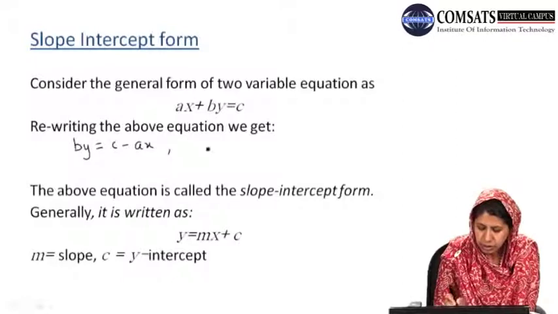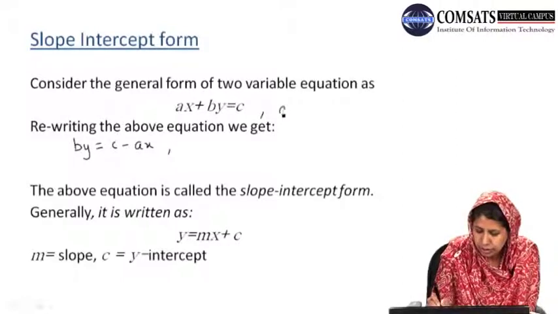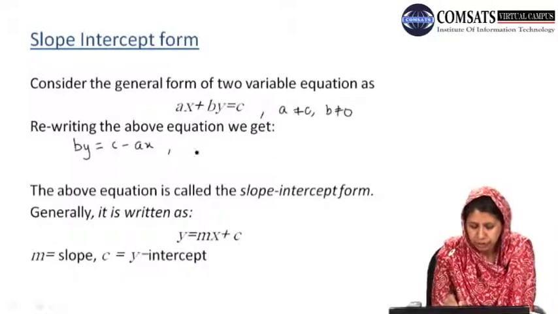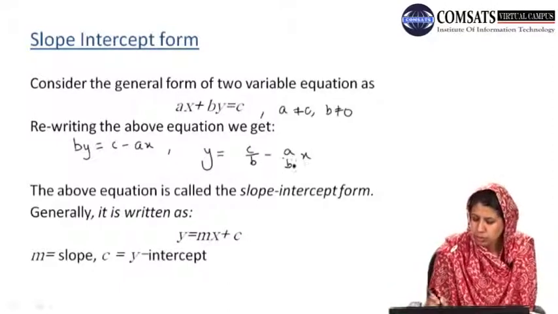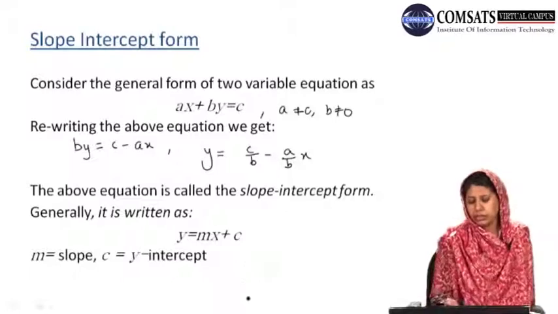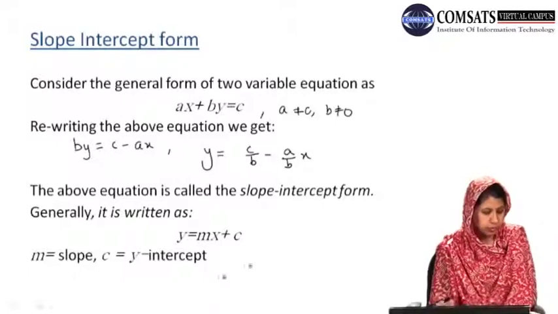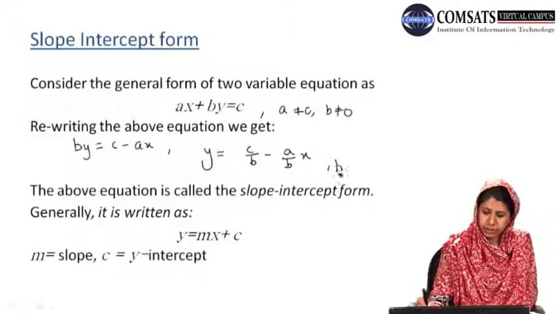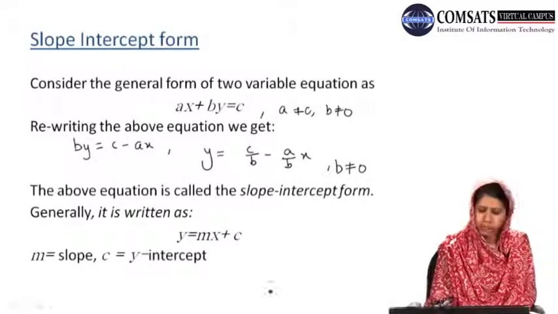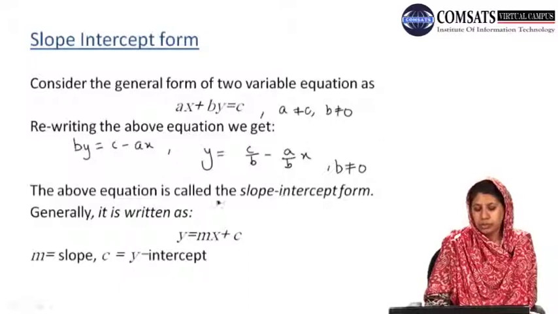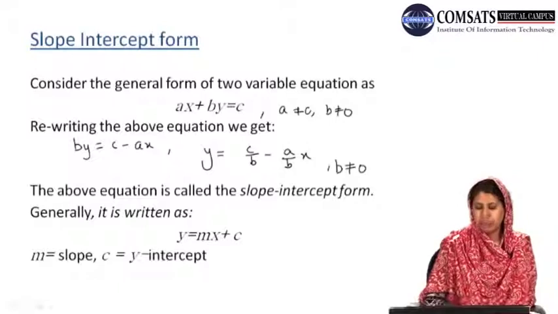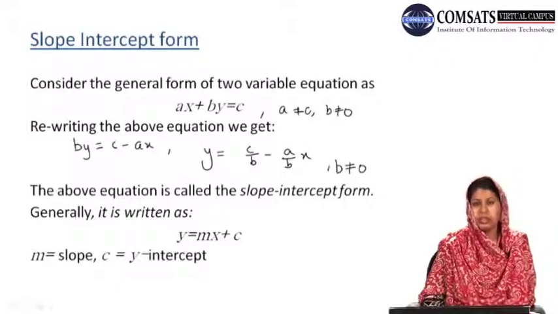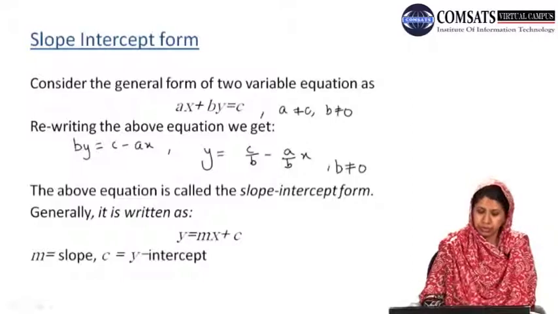Now we will divide by b on both sides, where a is different from 0 and b is different from 0. So what we get? y equals c over b minus a over b times x, with the condition that b is strictly different from 0. So this equation basically tells us the slope and intercept, and it is known as the slope intercept form of an equation of a line in 2 variables.